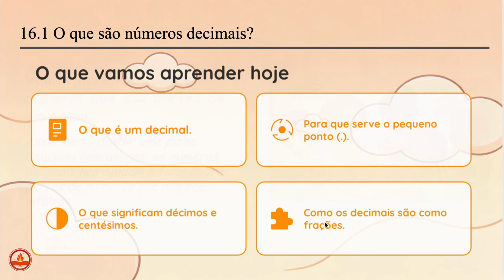By the end of our lesson, you'll be able to answer these questions. We will learn what a decimal is, what a special dot is called, and what it does. And we will understand some new words like tens and hundreds. We will also see how decimals are just another way to write fractions, which you might already know about. Are you ready to start?